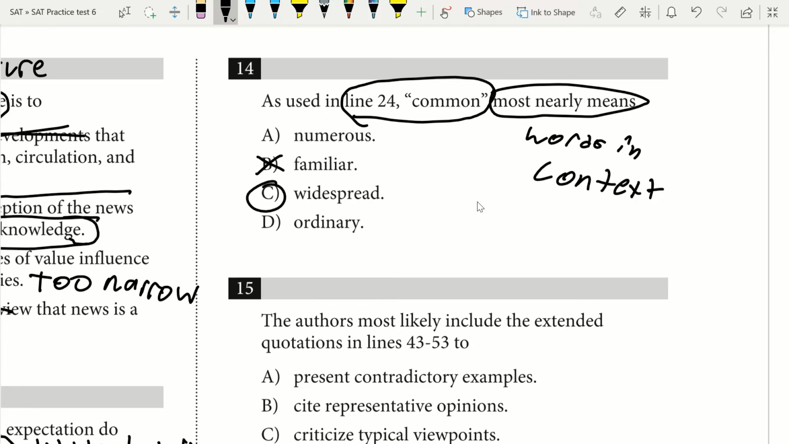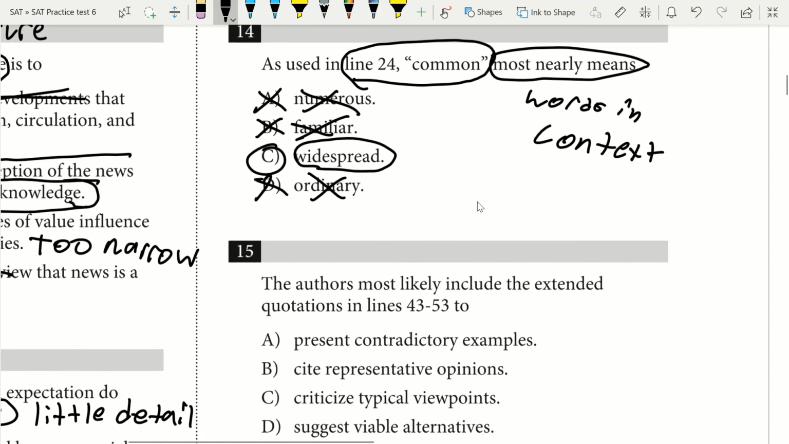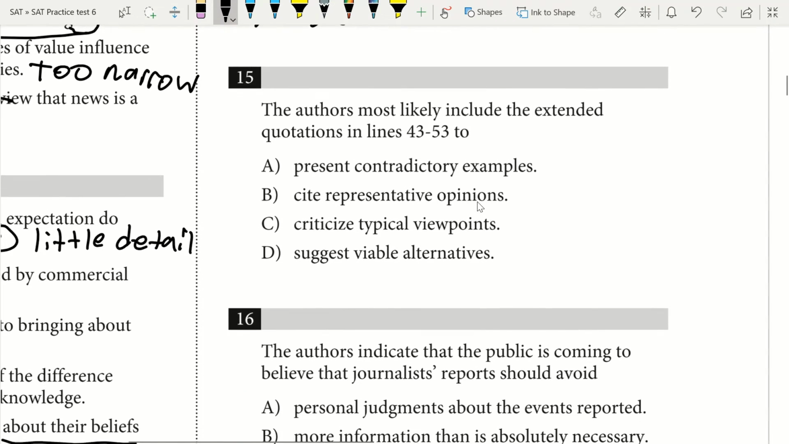Okay, we wouldn't say familiar agreement. Okay, we wouldn't say numerous agreement either. We're really looking for something that touches on it being a common, a shared, or a widespread agreement, in that there's consensus. Okay, not ordinary agreement either. Okay, widespread and common are really trying to indicate that there would be a consensus agreement there.